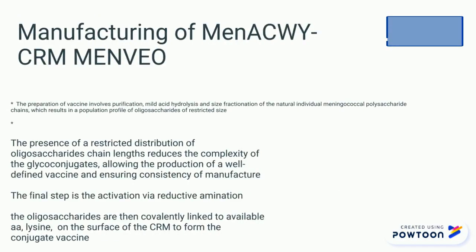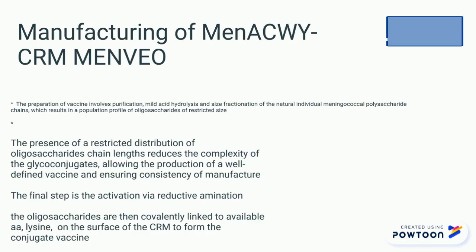While this method is able to select intermediate chain lengths useful for an efficient and consistent process, high molecular weight oligosaccharide chains are also eliminated. The presence of a restricted distribution of oligosaccharide chain lengths reduces the complexity of the glycoconjugates, allowing the production of a well-defined vaccine and ensuring consistency of manufacture.